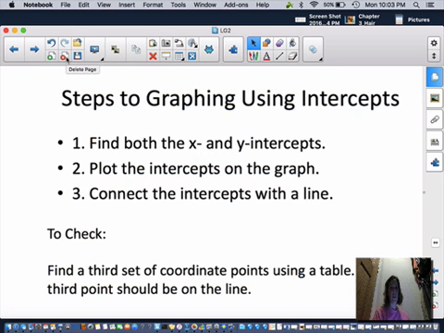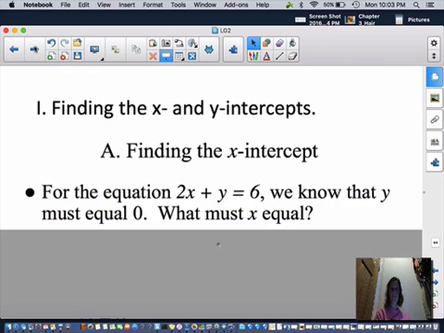So to graph by using intercepts, the first thing that we need to do is find both of the x and y intercepts. Then we need to plot the intercepts on a graph and then connect the intercepts with a line. To check, we can always find a third set of coordinate points using a table. The third point should always be on the line.